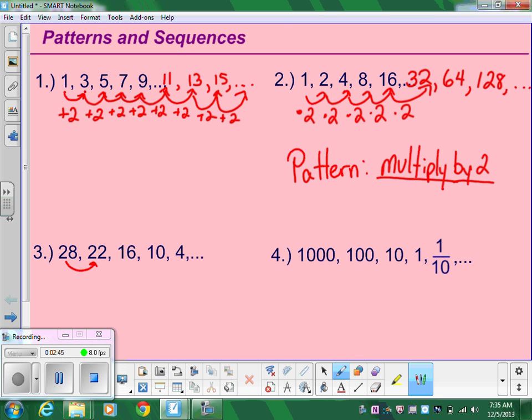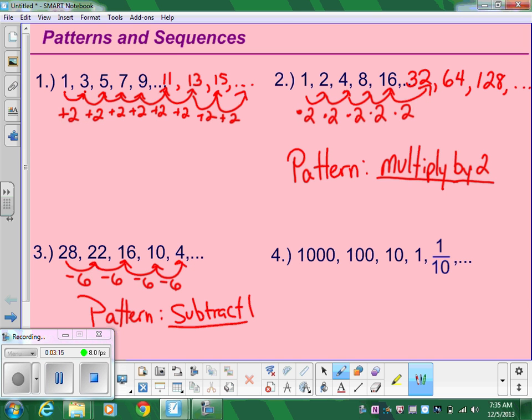To go from 28 to 22, and then from 22 to 16, and then from 16 to 10, and from 10 to 4. What is happening every single time here? What pattern do we observe? Each time we are subtracting by 6. So that means the very next term here would be -2, followed by -8, followed by -14, and so on and so on.